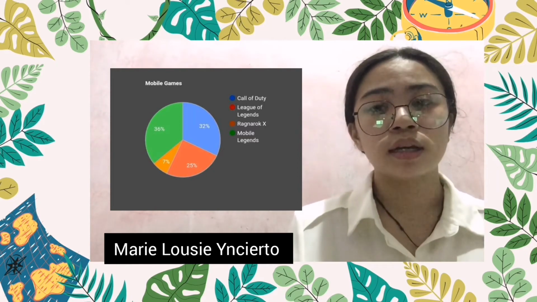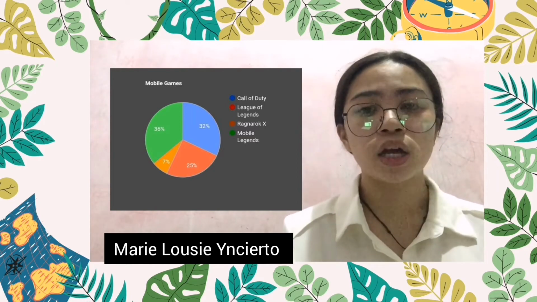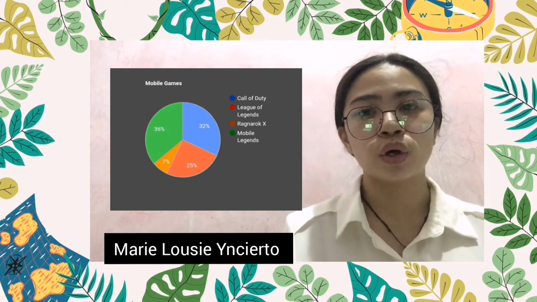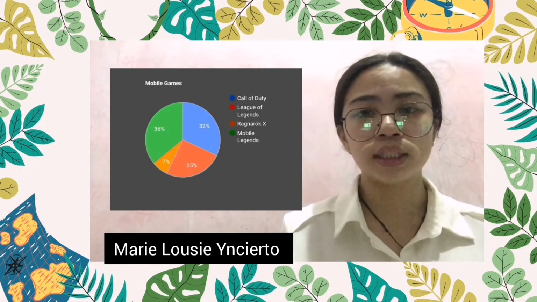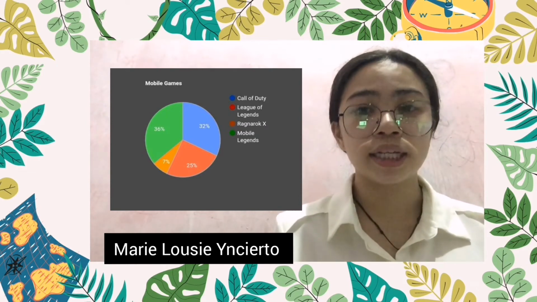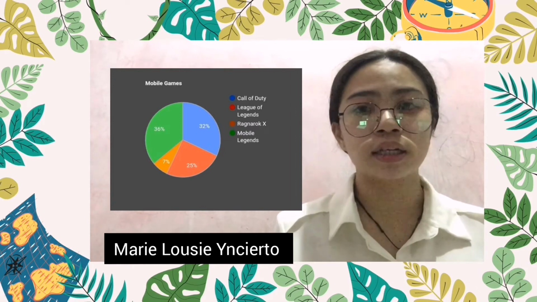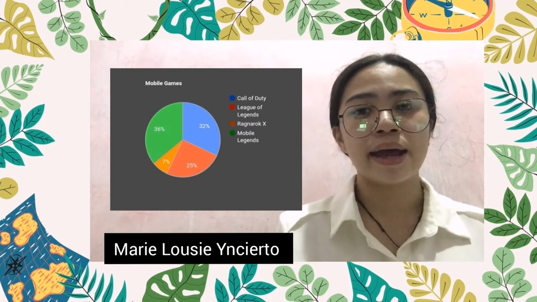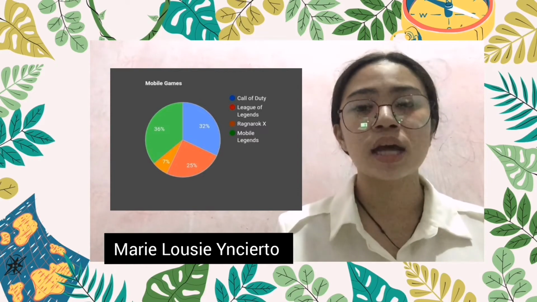We illustrate the result of the survey using the pie chart. So, Call of Duty is 32%, League of Legends is 25%, Ragnarok X is 7%, and Mobile Legends has 36%.